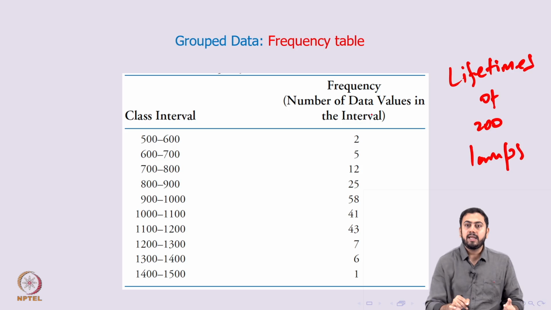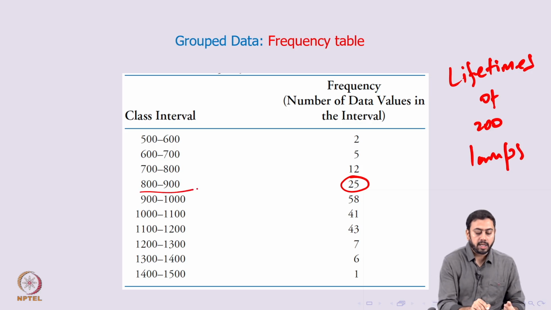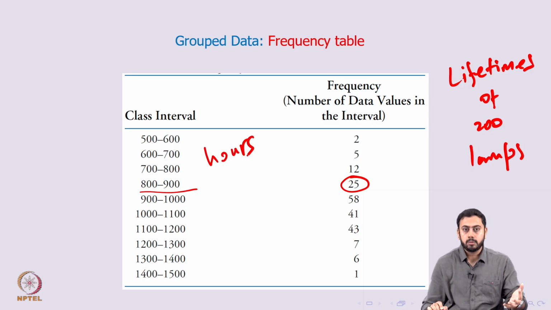Correspondingly, I have a frequency column. For example, if a frequency is 25, what do we mean by 25? It means that in the entire data set containing 200 lamps, you have 25 lamps whose lifetimes fall in this range, 800 to 900 hours. Remember that all these numbers are in hours: 800 hours, 900 hours, 1000 hours, etc. So this is broadly the meaning of the data set, and how you have created the frequency table corresponding to the group data.